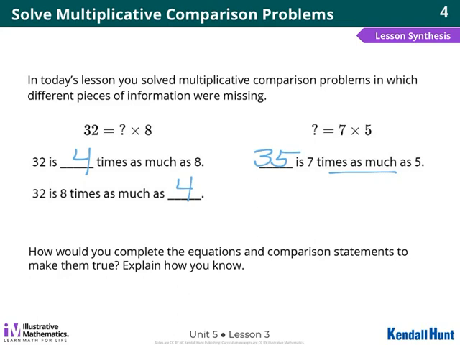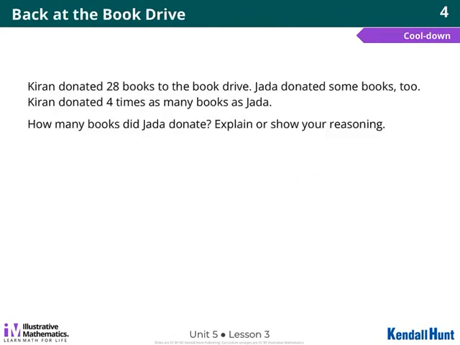Yeah. Okay. All right. I suspect our cool down is next. Yes. All right. Kieran donated 28 books to the book drive. Jada donated some books too. Kieran donated 4 times as many books as Jada. How many books did Jada donate? Explain or show your reasoning.